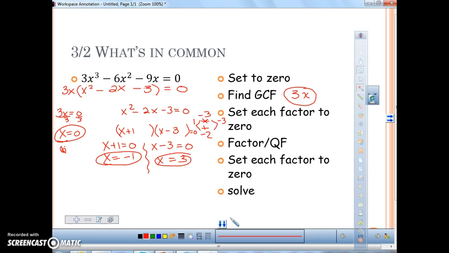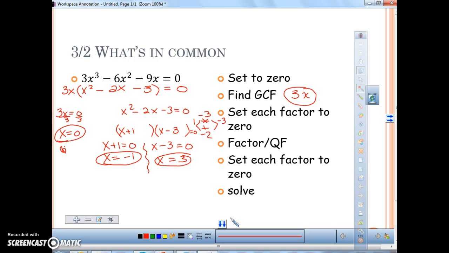How many answers are there? There are 3 answers. And look at the degree of our polynomial. Our degree was also 3. So we've got them all taken care of. How many are real? All of them. 0's real. Negative 1's real. 3 is real. Any imaginaries? No, there's no i's, right? Okay.